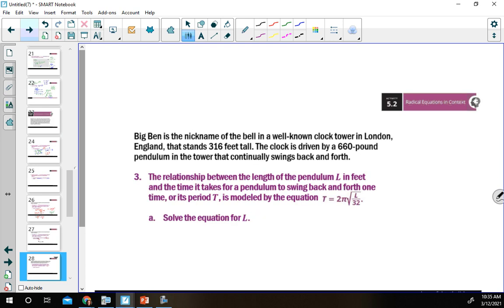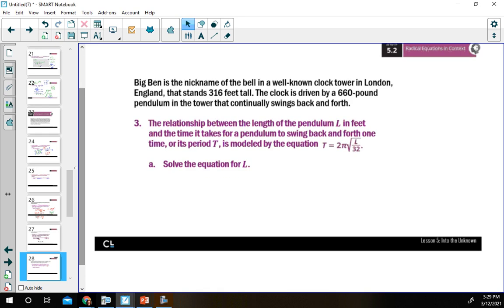The relationship between the length of a pendulum, L, in feet, and the time it takes for a pendulum to swing back and forth one time, or its period T, is modeled by this equation. Solve for L. Big Ben is the nickname of the bell in a well-known clock tower in England that stands 316 feet tall. The clock is driven by a 660-pound pendulum in the tower that continually swings back and forth. So that is the equation. See if you can pause the video and solve for L. If you haven't paused the video, make sure you pause the video and go ahead and solve it. Otherwise, I'm going to go ahead and start it up.